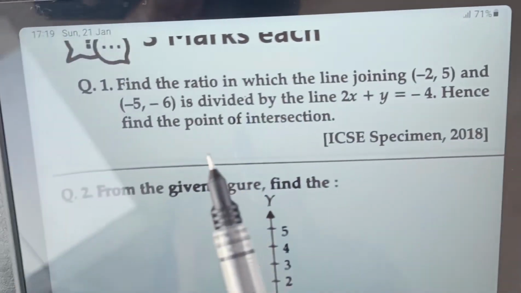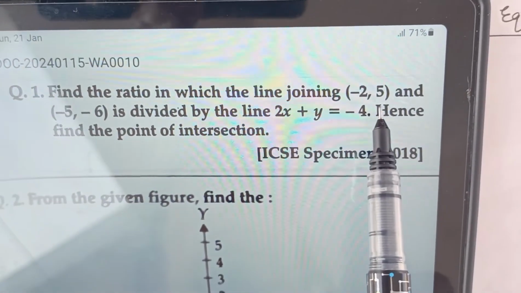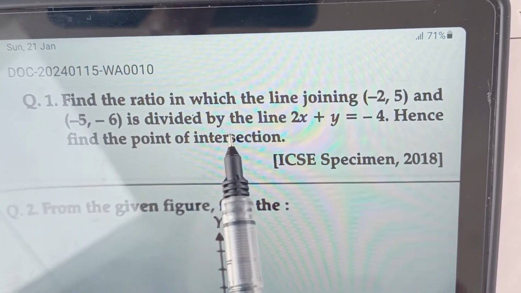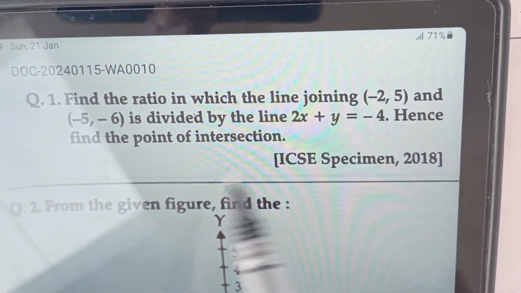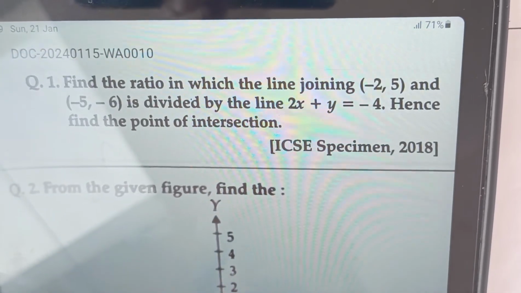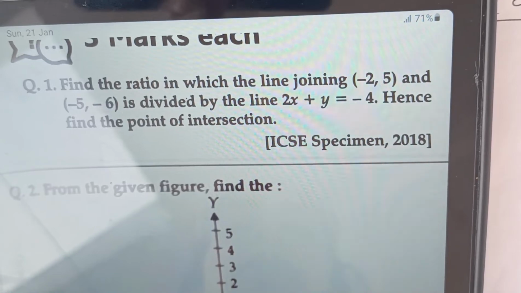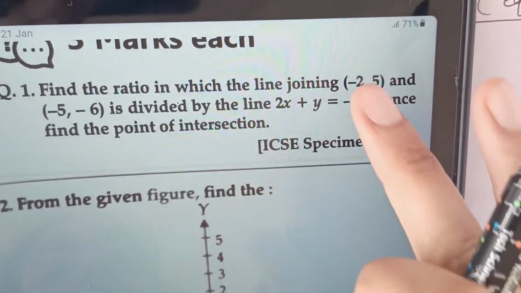The question is, find the ratio in which the line joining -2, 5 and -5, -6 is divided by the line 2x plus y is equals to -4. Hence find the point of intersection. See, when we are reading the statement, we'll try to draw the figure as well in case the figure is not given.